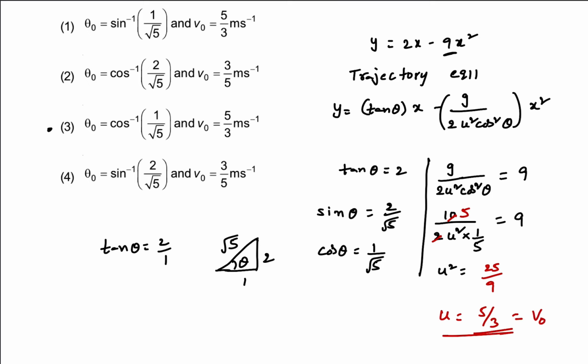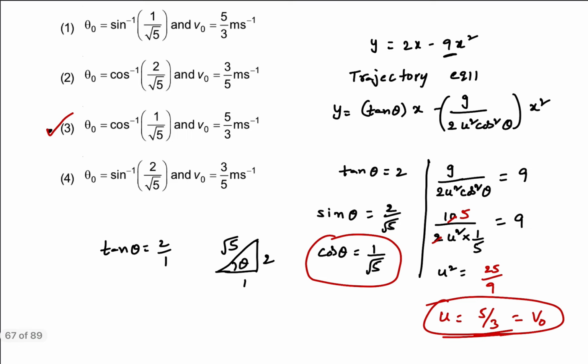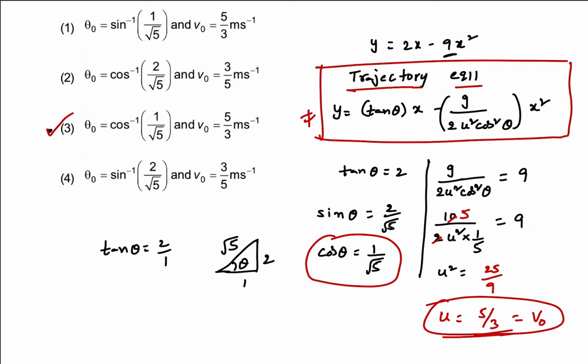So they have given u is equal to v naught. So v naught is equal to 5 by 3. Third option is correct option. Cos theta is equal to 1 by root 5, v naught is equal to 5 by 3. Just comparison of trajectory equation. This is the main point in this question, trajectory equation.